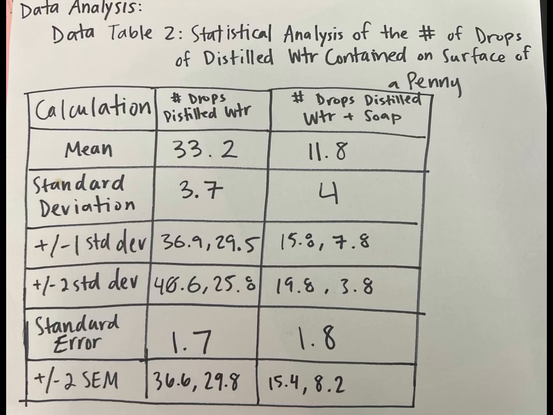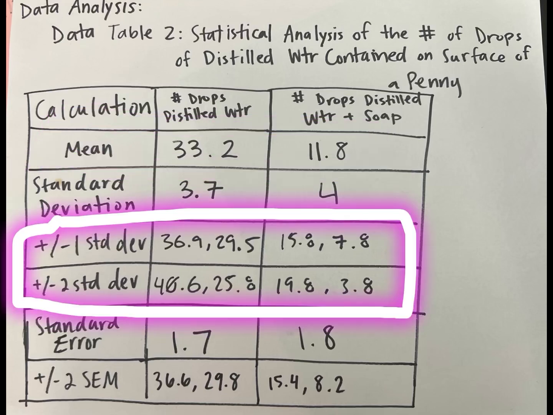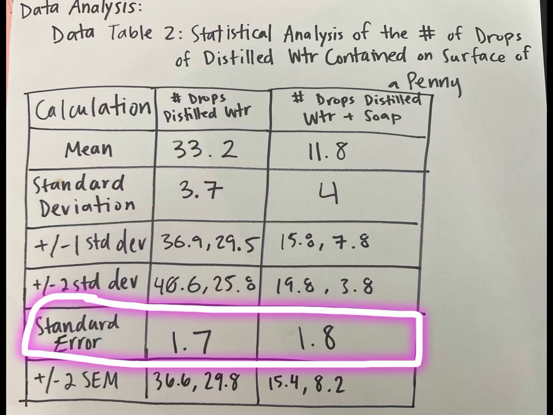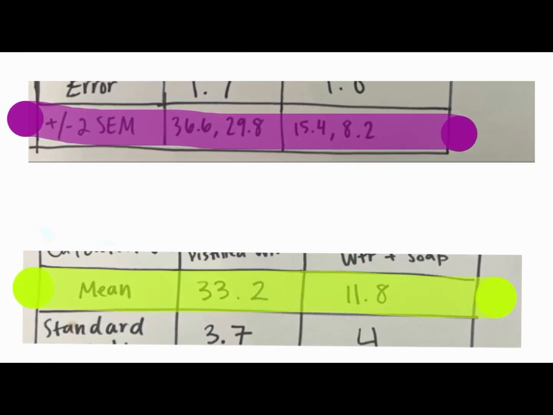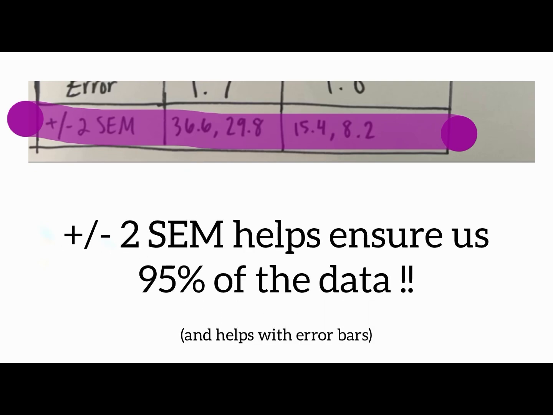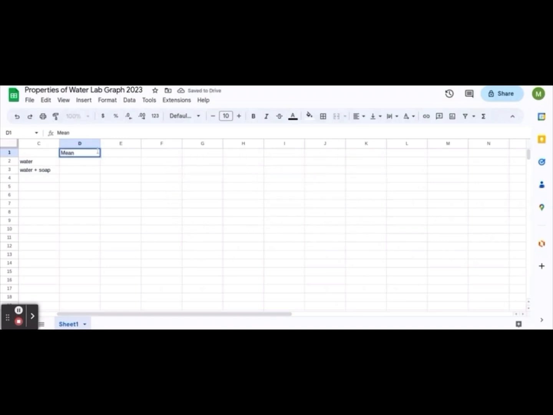So here are our final results of our stats table. We have our mean, our standard deviation, our plus and minus 1 and 2 standard deviation, our standard error, and our plus and minus 2 SEM. So to make the graph, we will use the mean and 2 SEM. And we use 2 SEM because it will ensure us 95% of the data. And for the graph, we will just be needing the mean and 2 SEM. And the mean of the water treatment, which, as we calculated earlier, was 33.2. And the standard error multiplied by 2 of the water treatment, which is 3.4.